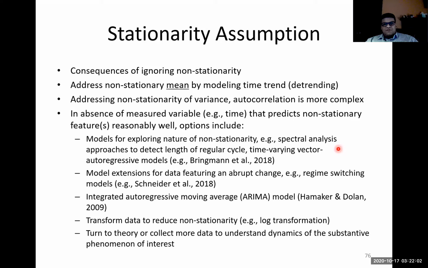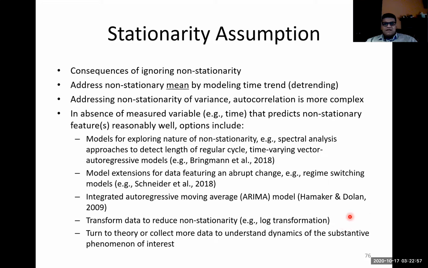So there are some models for exploring the nature of the non-stationarity, forms of spectral analysis from the time series literature. Time varying effects is also another one, where the relationship between X and Y itself is modeled in terms of it changing over time. You can also try extensions of models where basically you introduce an abrupt change. Sometimes these are called regime switching models. There's an example in the reference for that. Moving average models are another way of taking into account non-stationarity.